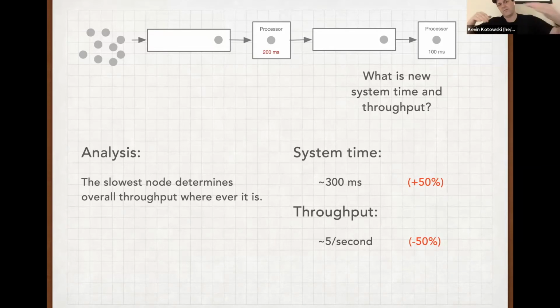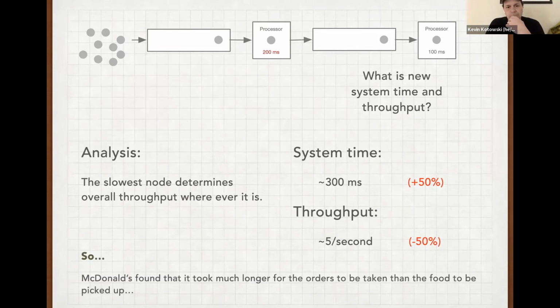Five times a second, the first processor is going to kick someone out, and then that other processor will just keep doing them, 100 milliseconds at a time. So it'll basically process 100 milliseconds, wait 100 milliseconds, because it's only getting them every 200 milliseconds.